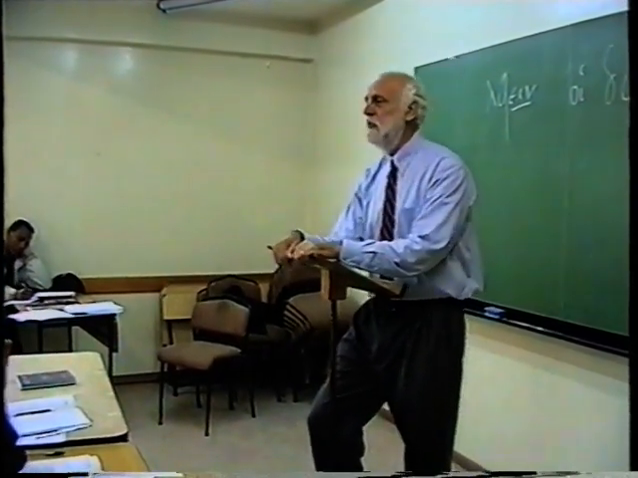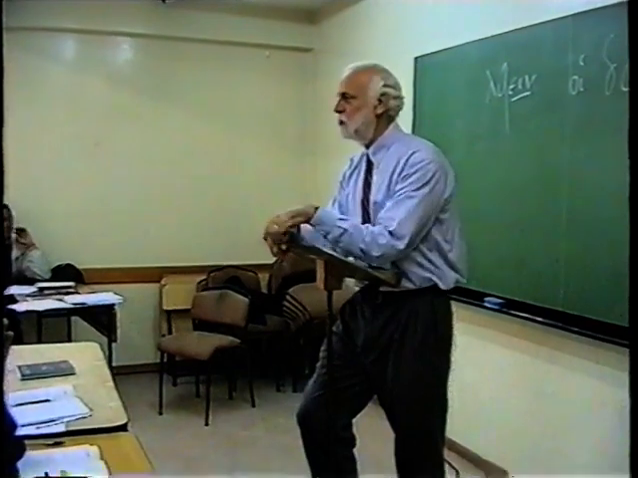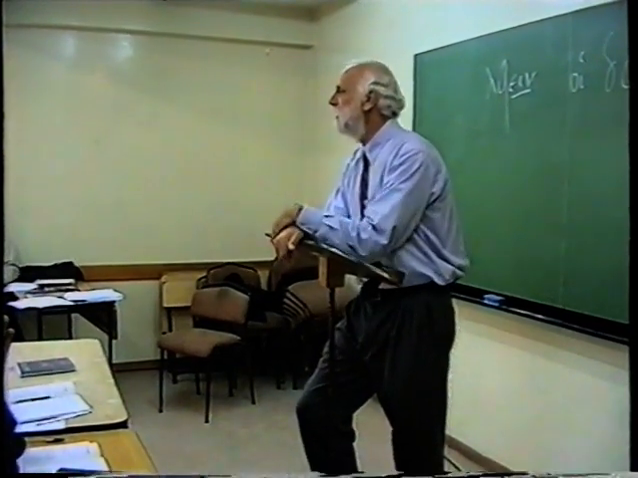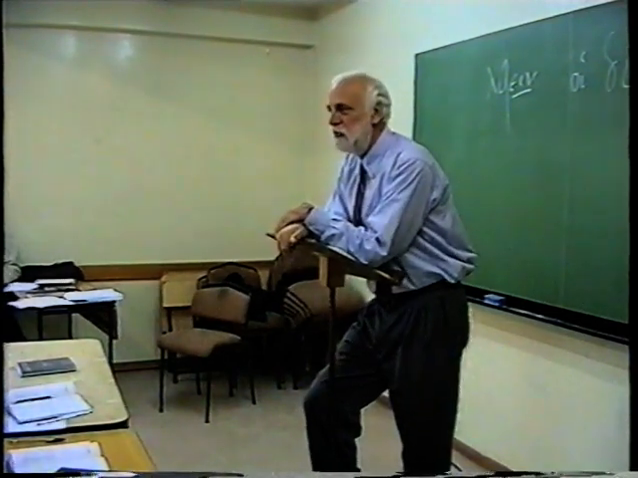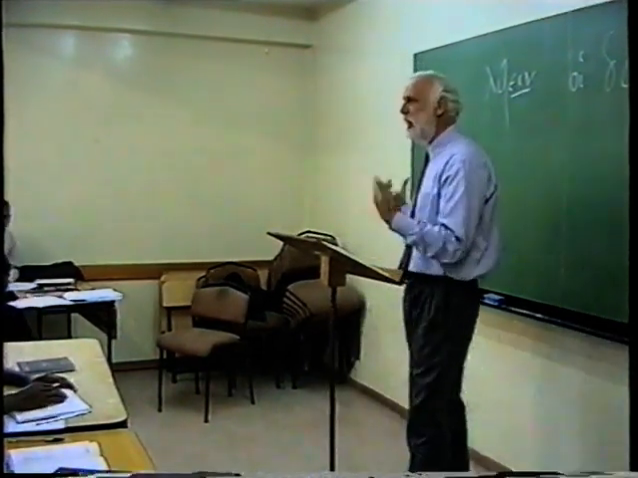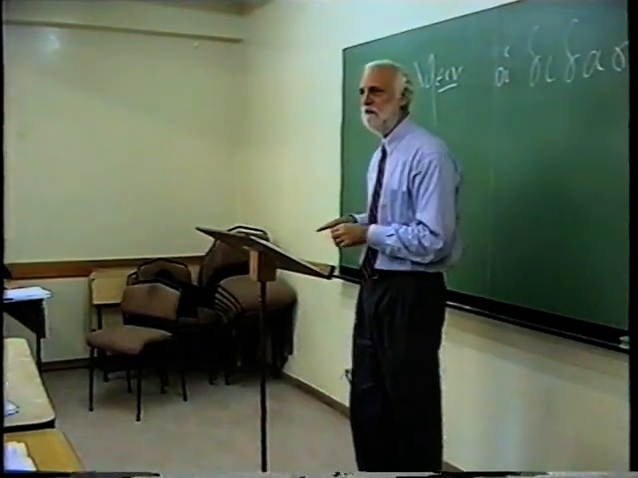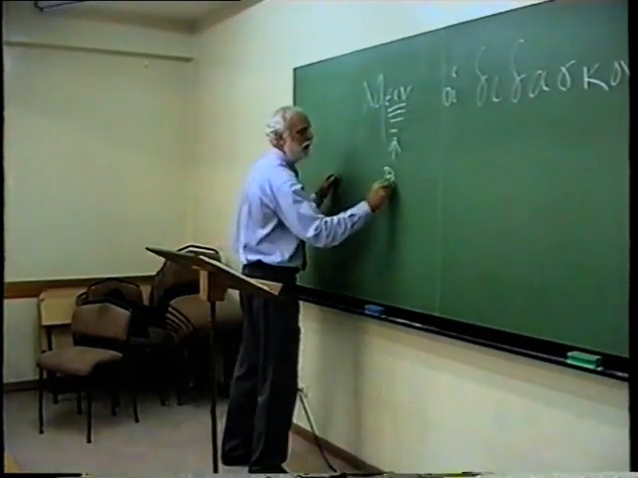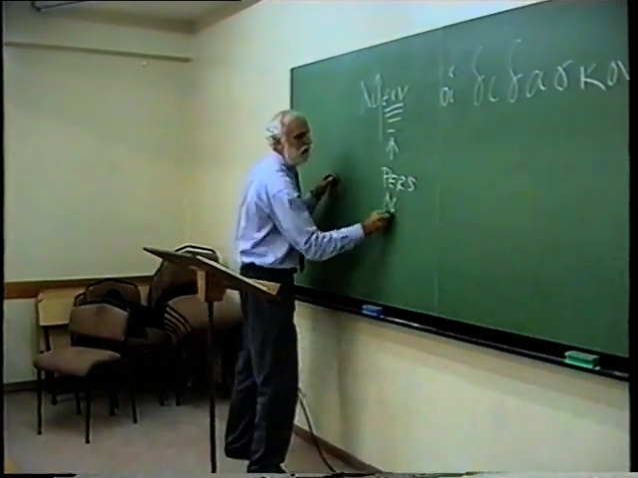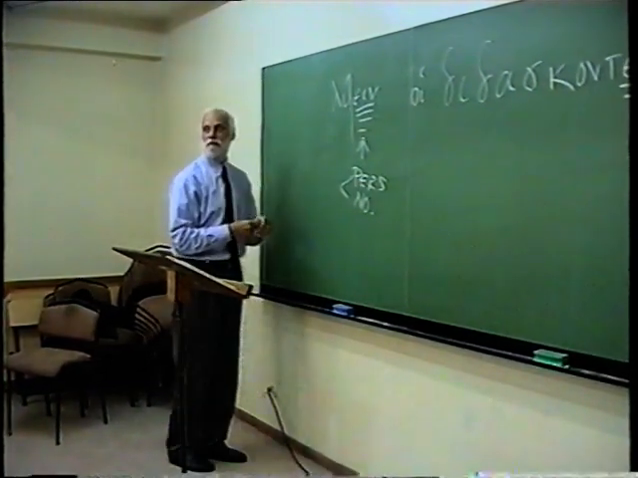The word infinitive comes from the Latin infinitivus, and that simply means not limited, not finite. Okay, now the question is, not limited as to what? Well, look at luo. It's not limited as to two things. Number one, the person, and secondly, the number.